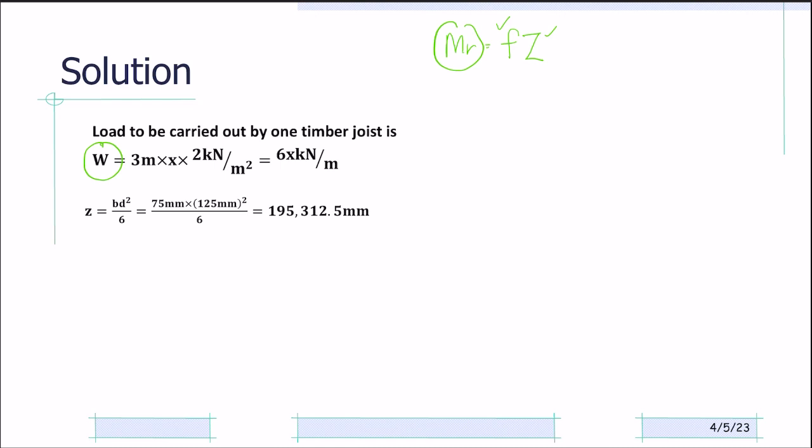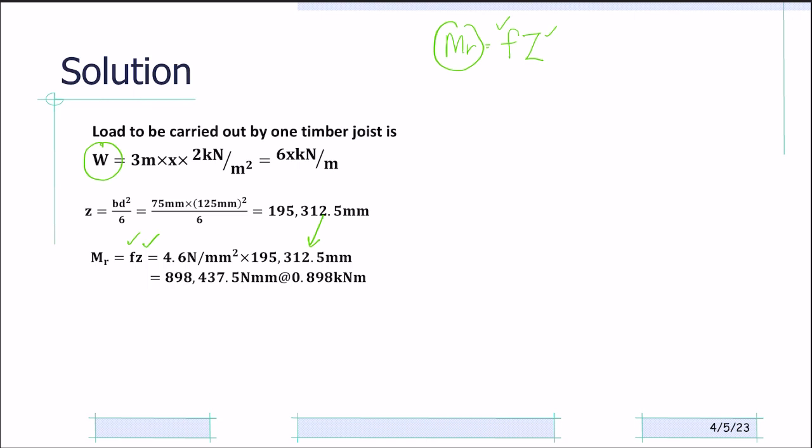However, this MR is what we need to find, the maximum bending moment. Therefore, at the end, we can find the value of X. Right, so just fill in according to the formula of MR equal to FZ. You have the value of F, which is 4.6 given, and Z is the value that you get from the calculation above. Then you get 898,437.5 Newton millimeter. Then you can convert it into kilonewton meter to menyenangkan later on bila you nak kira to find the X tu.